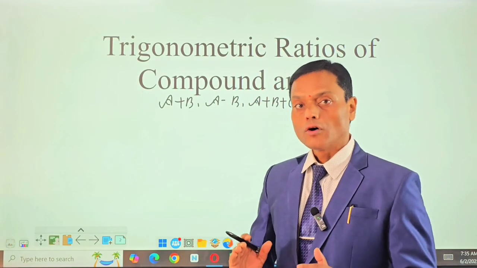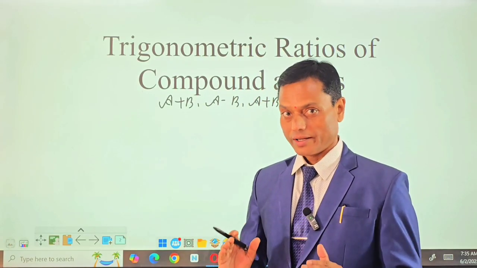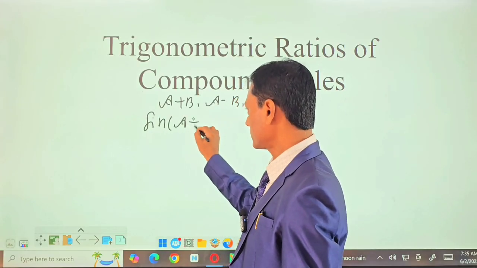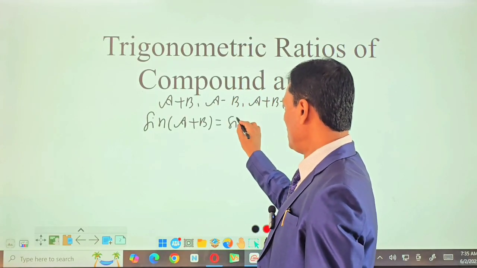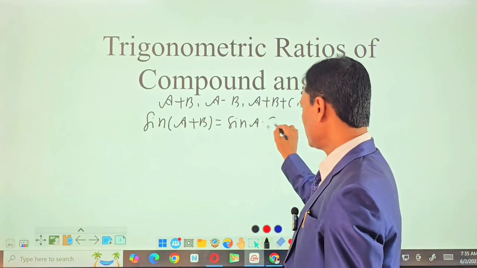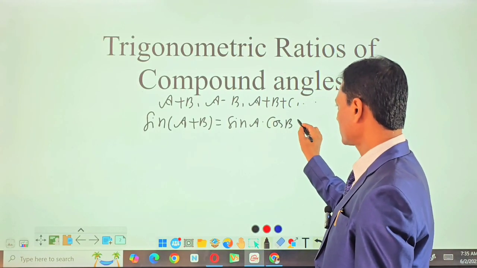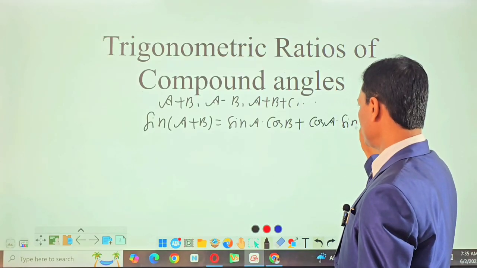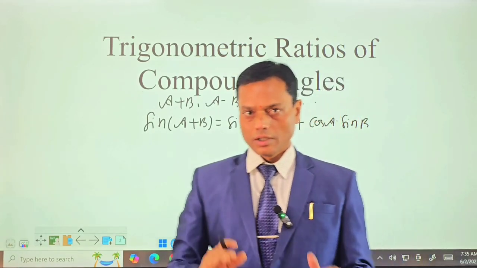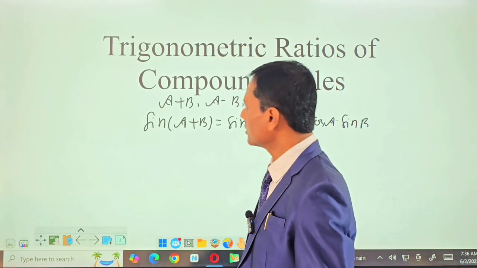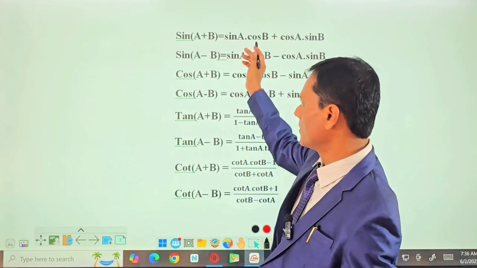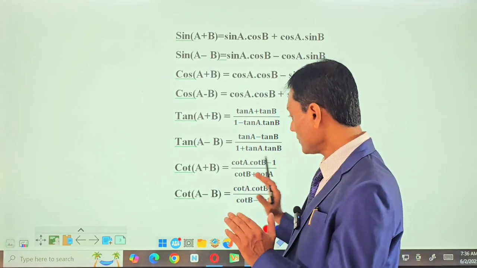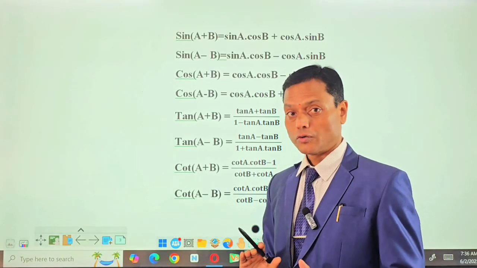We have 8 formulae related to compound angles. Sin A plus B equals sin A dot cos B plus cos A dot sin B. So we have here some compound angles: sin A plus B, sin A minus B, cos A plus B, to cot A minus B. Kindly see carefully and do not forget that.